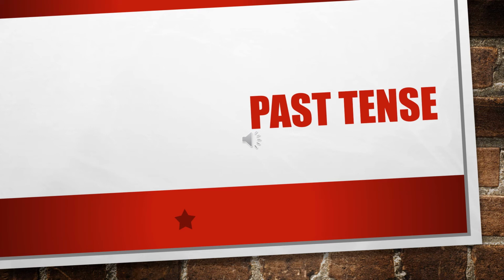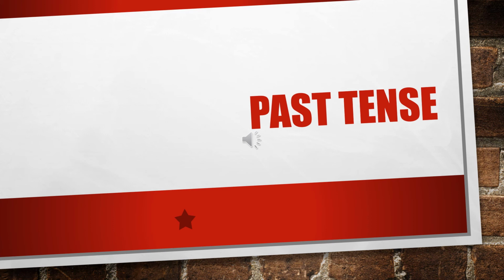When a verb ends in the letter Y, the Y is changed to I and followed by ed. Example, cry, C-R-Y, cry. The Y changes to I and adds ed. So cry becomes cried, C-R-I-E-D. Similarly, worry becomes worried.